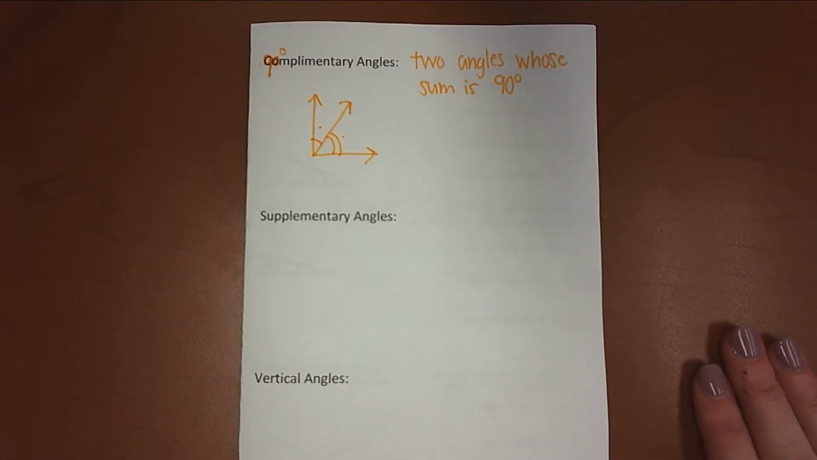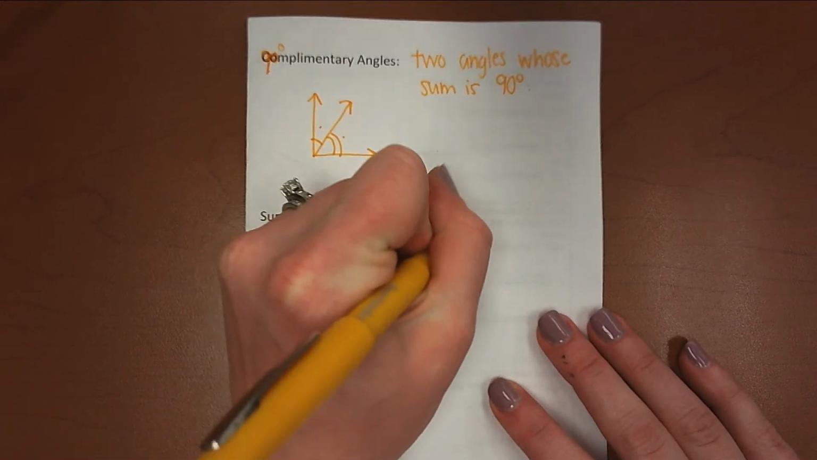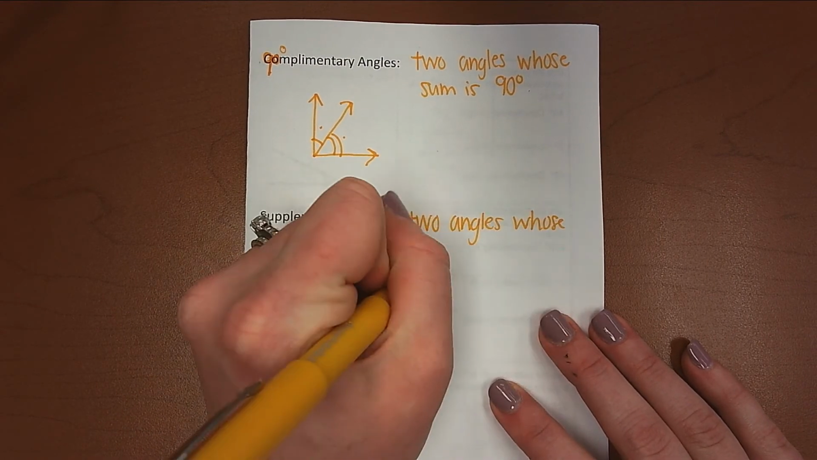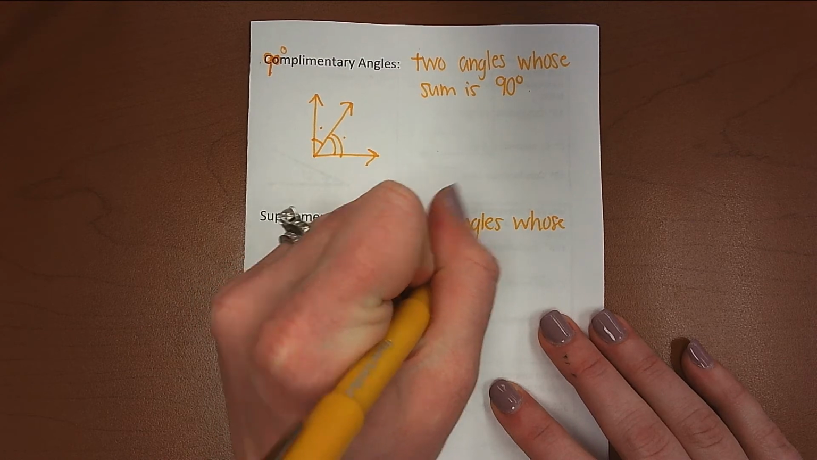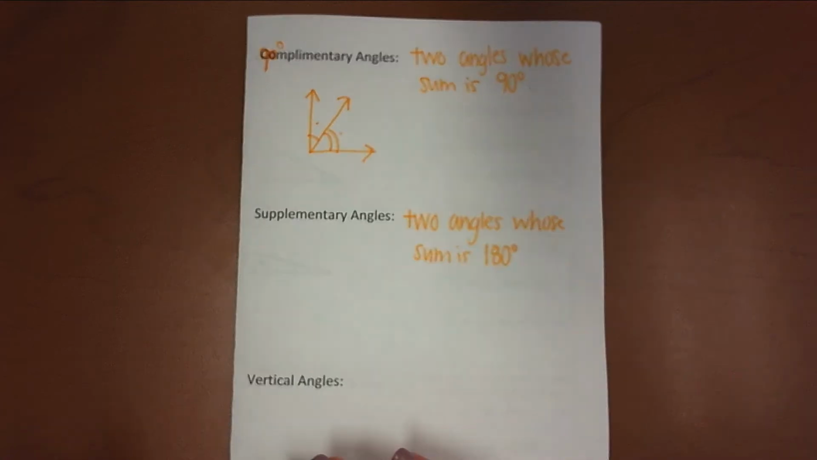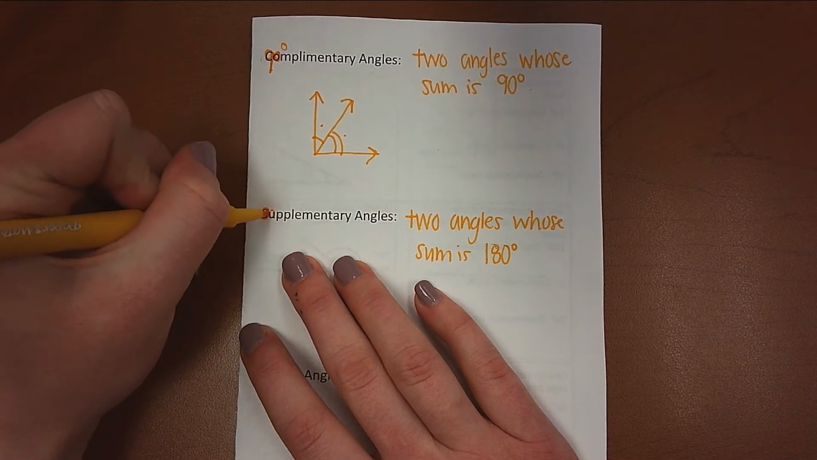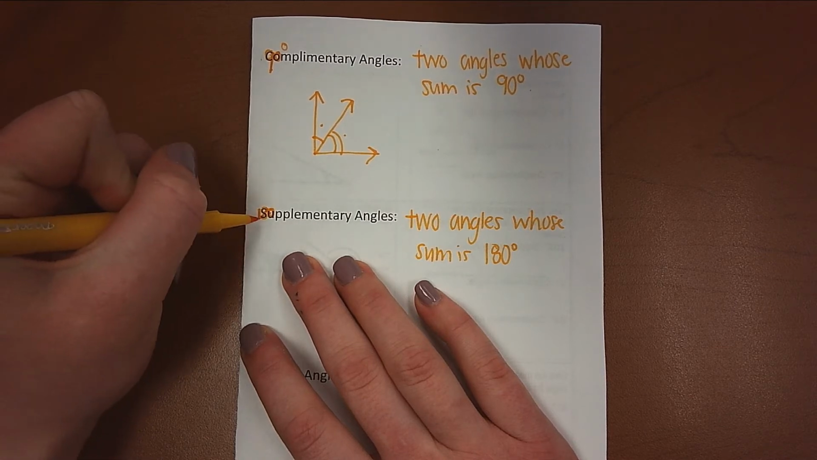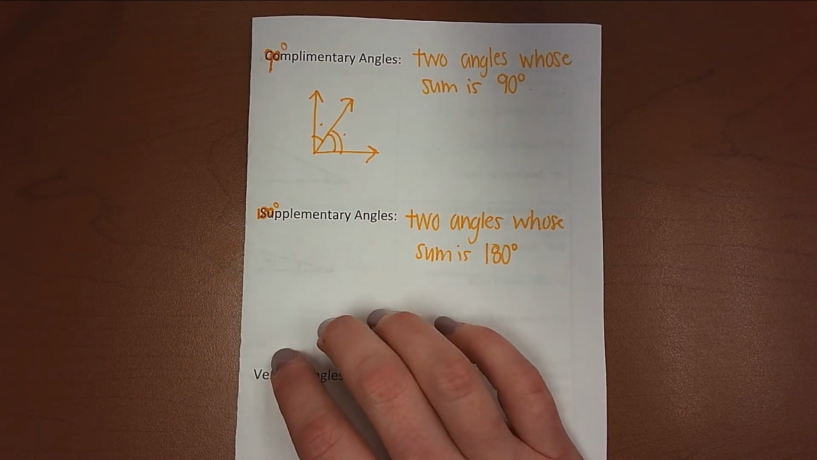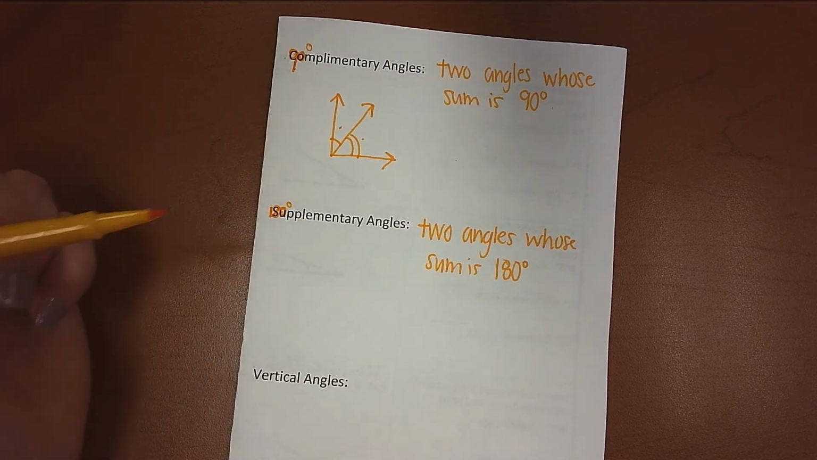The next thing that we have is supplementary angles. Supplementary angles are two angles whose sum is 180 degrees. And so when we talk about supplementary, I make the S into an 8 and make the U into an 0 and then add a little 1 in front, 180, to remind myself supplementary is 180. So it's just kind of a silly little trick that I use to help me know 90 and 180.